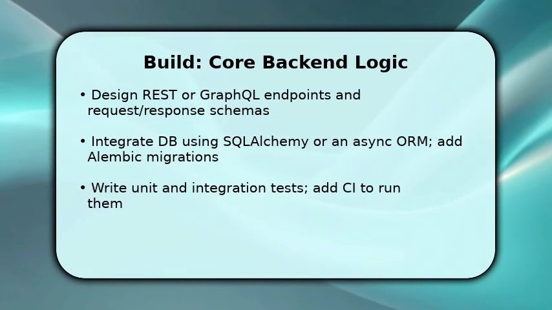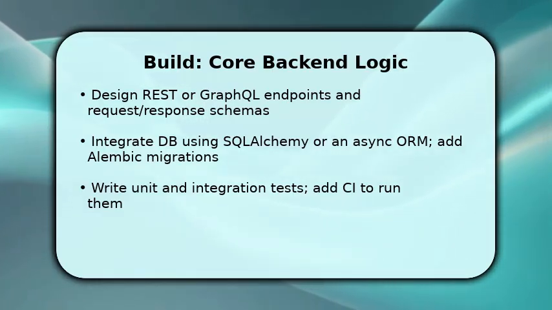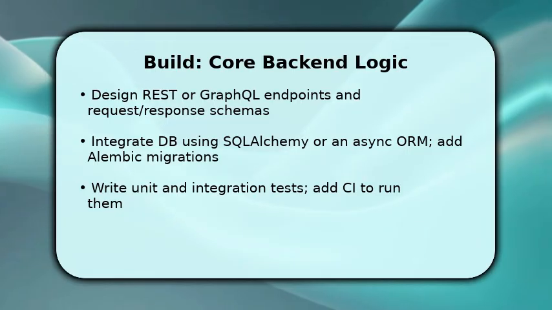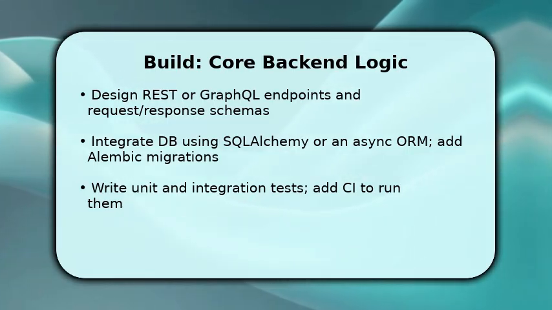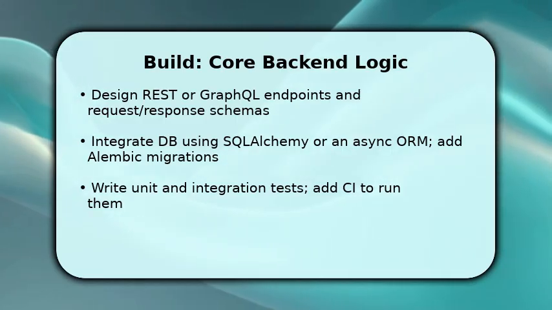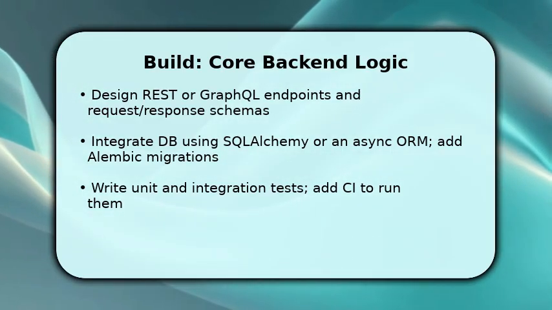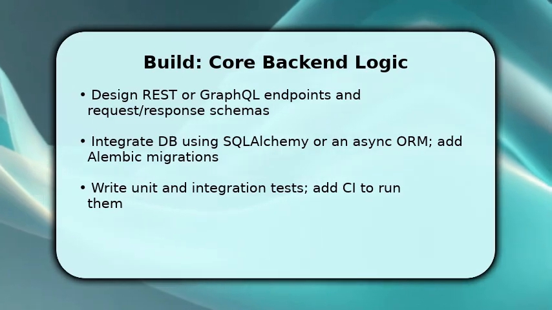Now you implement the core logic. Define clear endpoints and data schemas so front-end and services can interact reliably. Connect a database via SQLAlchemy or an async ORM. Create models and use migrations, Alembic, to evolve schema safely. Handle config via environment variables and secrets management.